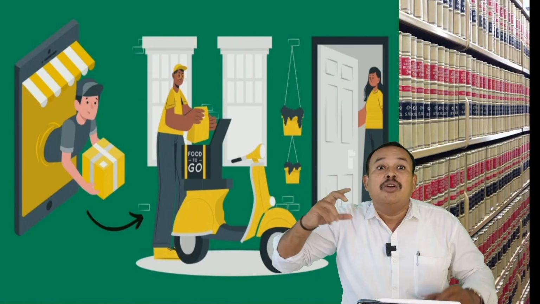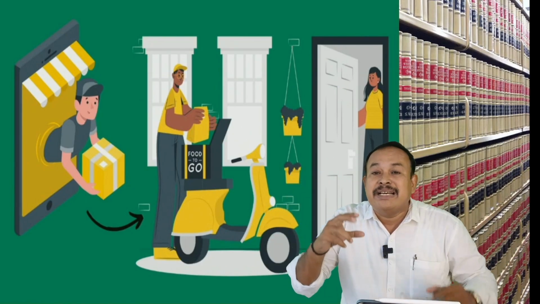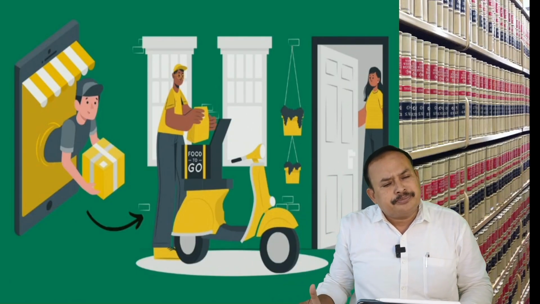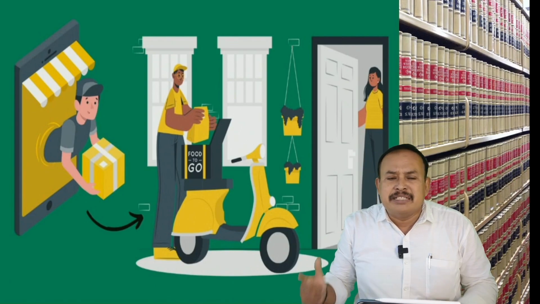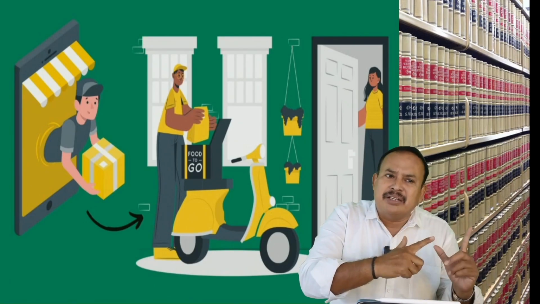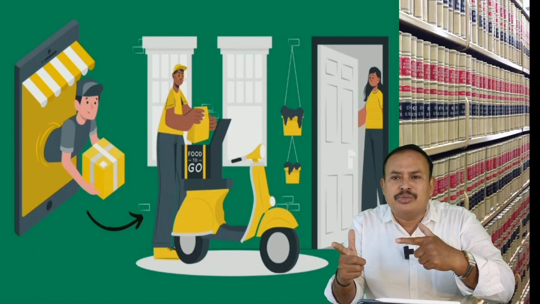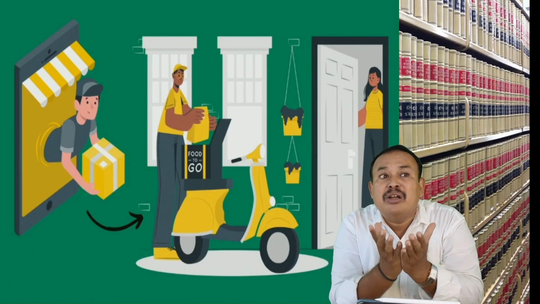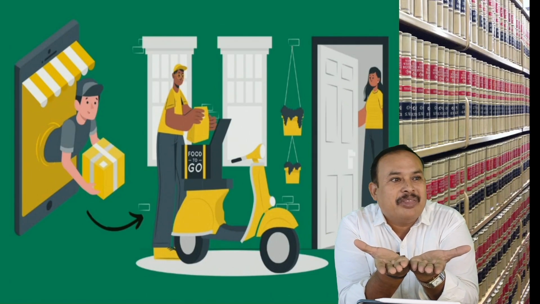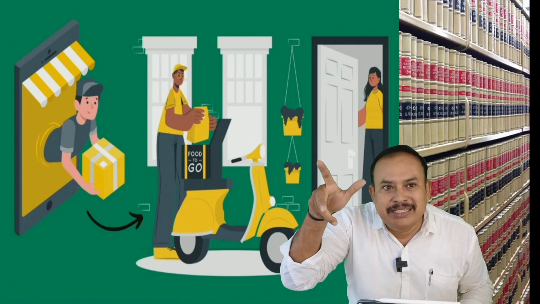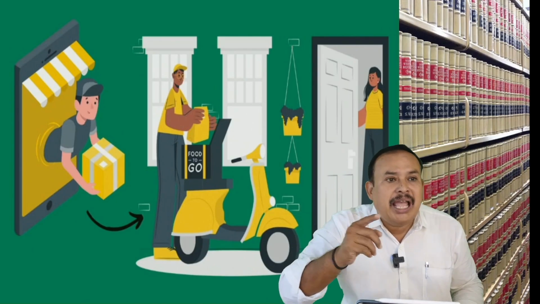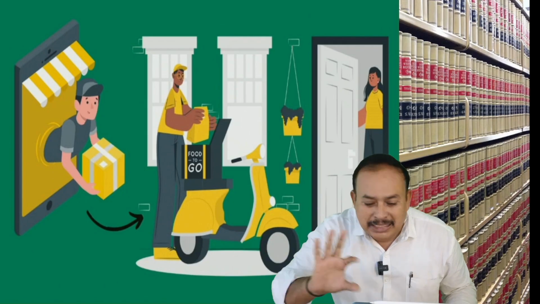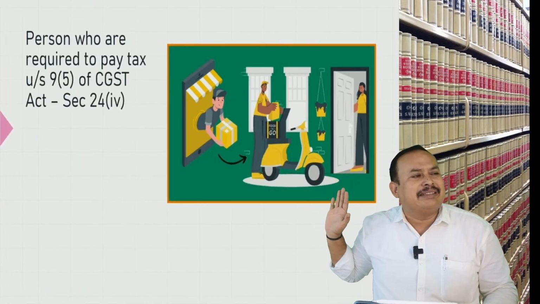That means what? The driver is the supplier of service. The recipient is a CMA or CS student. The supplier is the driver, the recipient is the student, but these two people are connected through an e-commerce operator platform. Who is the e-commerce operator in the given case? For example, Uber. Hey Uber, you only are liable to pay GST. For you, registration is compulsory. This is what, my dear, I want to say here. Nothing more, nothing less.